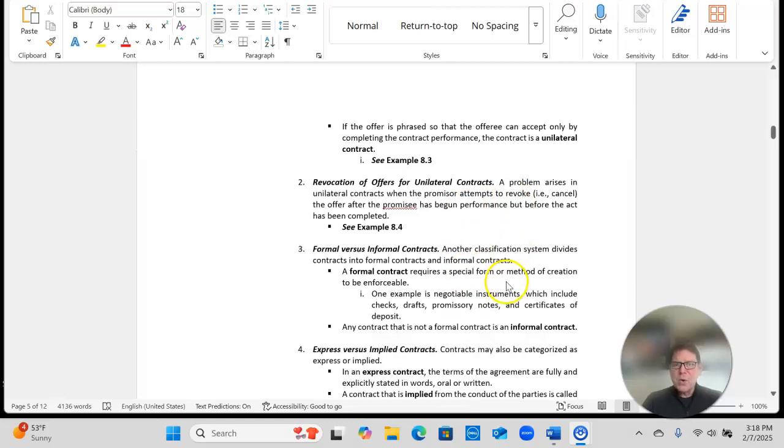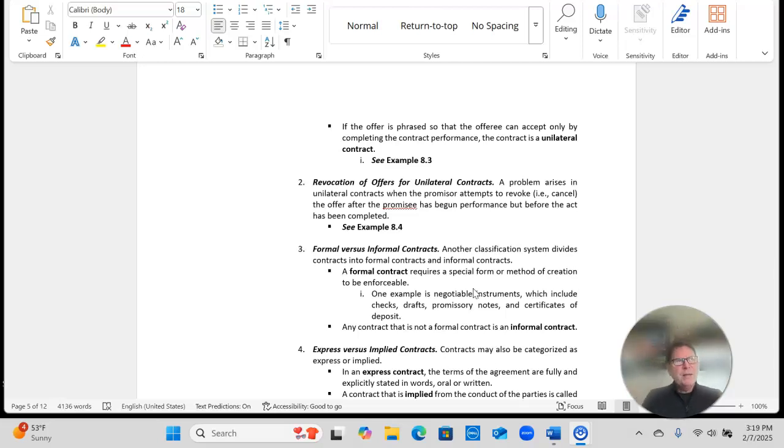Because you can't revoke when you've said, hey, you have to perform, and if it takes a while to perform, I can't revoke while they're performing. So let me try to give you an example. I use this example a lot, and hopefully it makes sense to you.